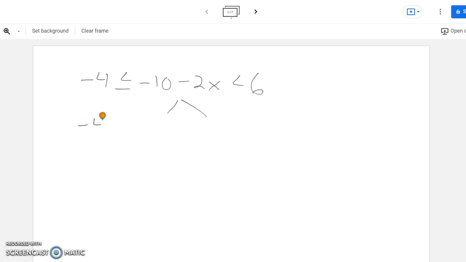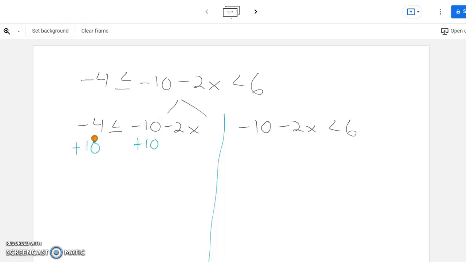So I have negative 4 is less than or equal to negative 10 minus 2x, and then I have negative 10 minus 2x is less than 6. And I'll draw a line with a different color to keep it organized. So I'm going to go ahead and solve for x with both inequalities. And the first thing I'm going to do is add 10 to both sides, because I'm trying to get x by itself. So 10 minus 4, that's 6.